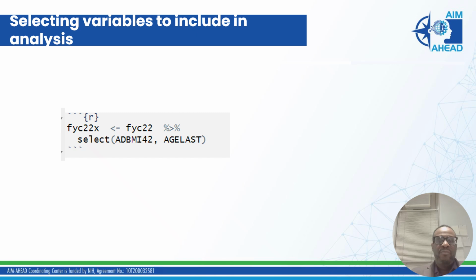In this example, we will use self-reported BMI and age. We use the select function in order to keep only the variables that we will be utilizing for this specific analysis. This is a very simple step that we have used before.